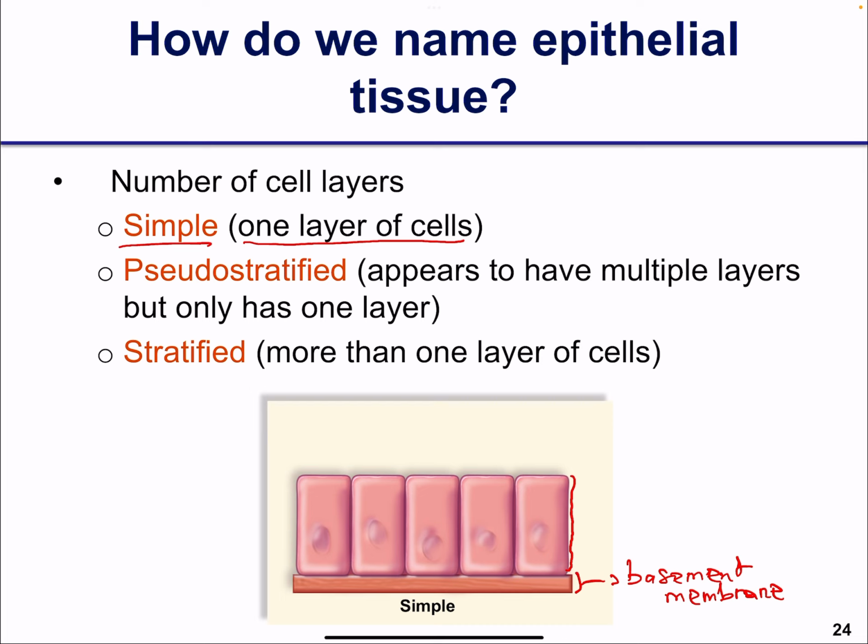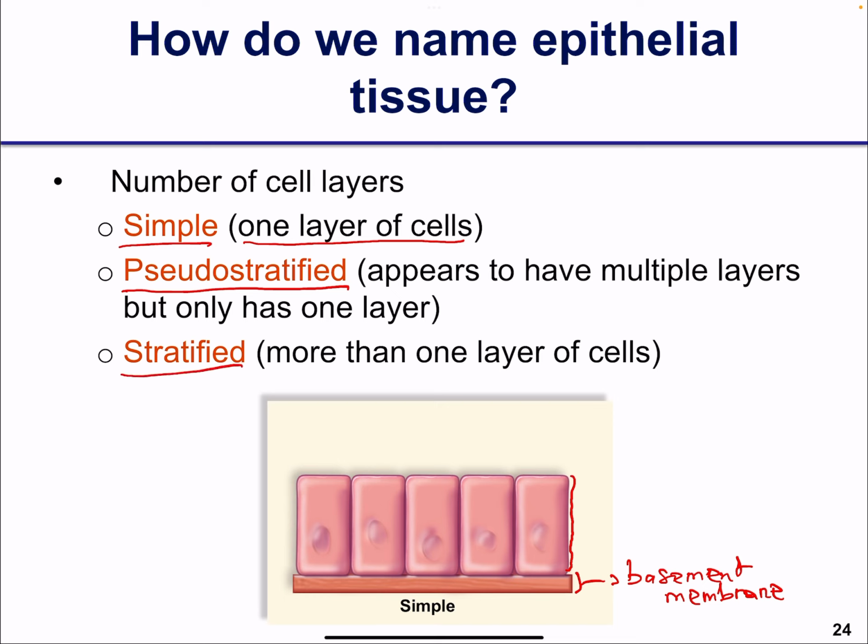Then we're going to have epithelia that appear stratified, meaning multiple layers of cells, but in reality, they are not made up of multiple layers of cells. It's only an appearance, but it's not real. These are pseudo-stratified epithelia, right? While we do have epithelia that have more than one layer of cell, these are stratified epithelia.